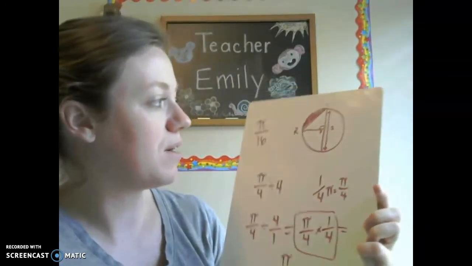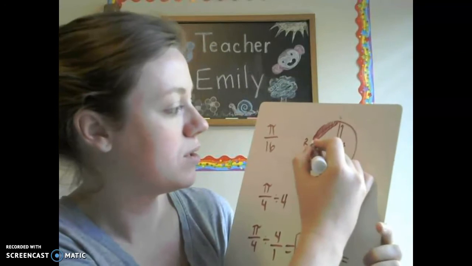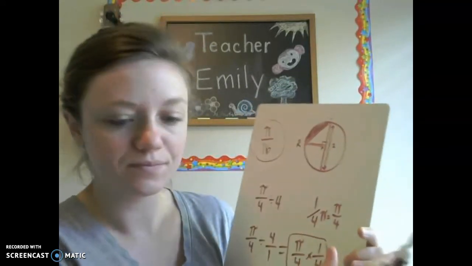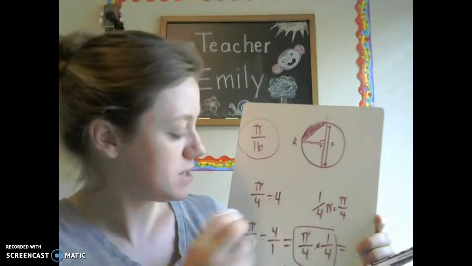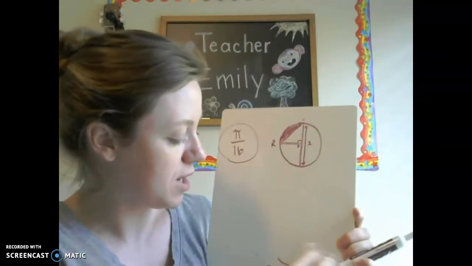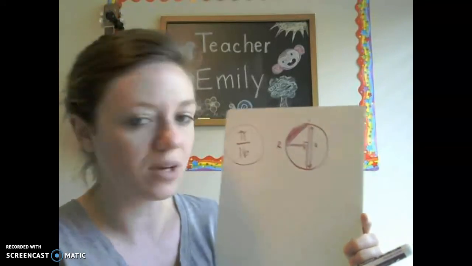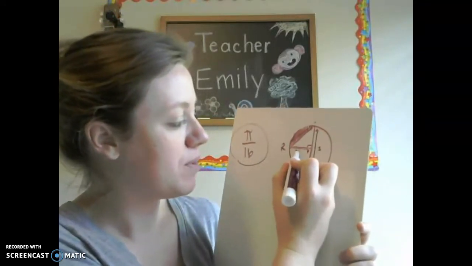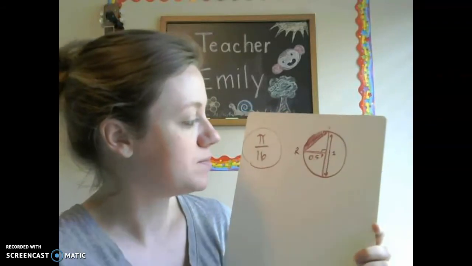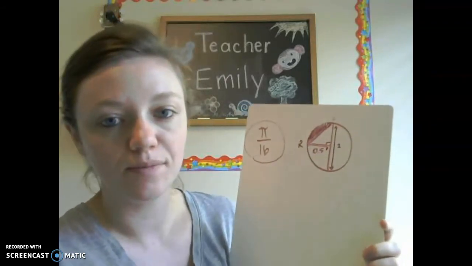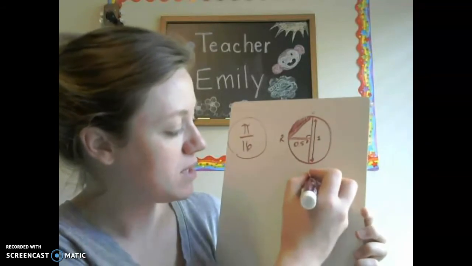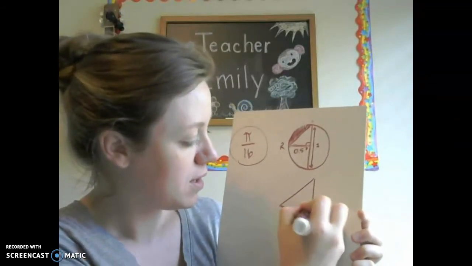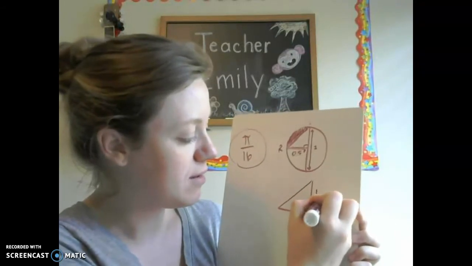Now we need to figure out the area of this triangle so that we can subtract that from this area right here. Now this is luckily just a straight right triangle, so we can find the area pretty easily. We know that the radius is 0.5 or 1/2. So that means that this triangle has a base of 1/2. Also means it has a height of 1/2.